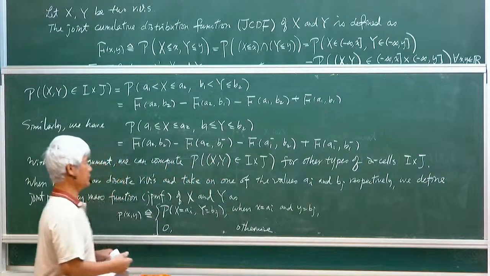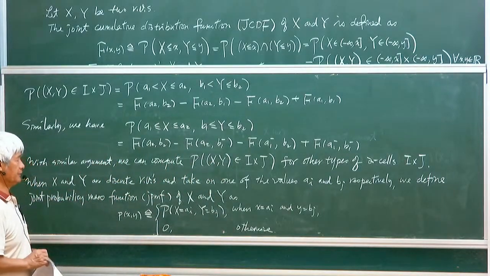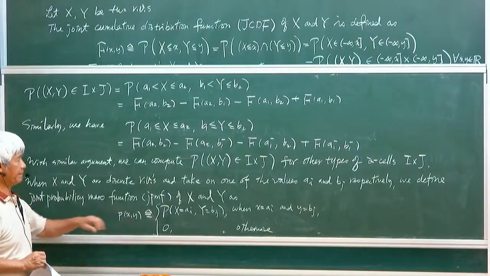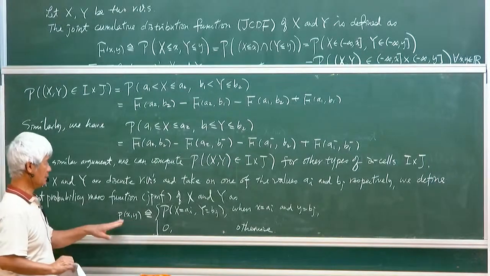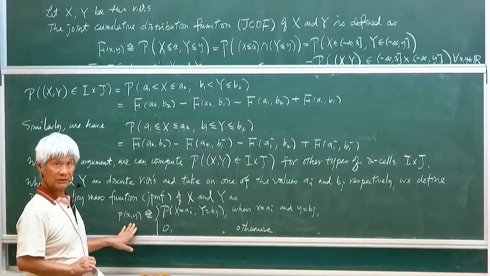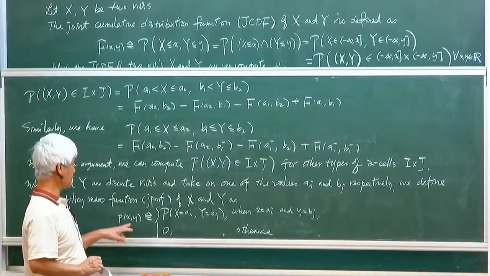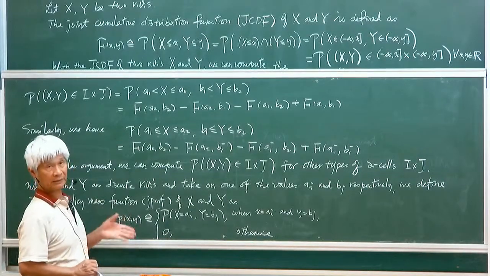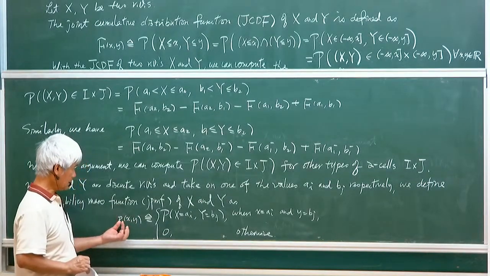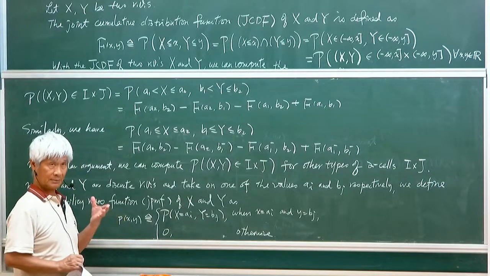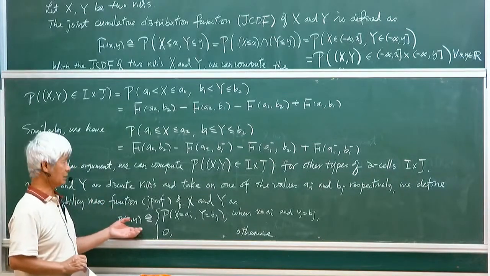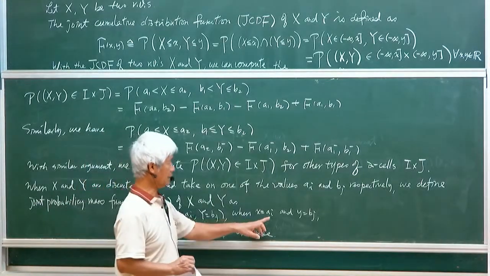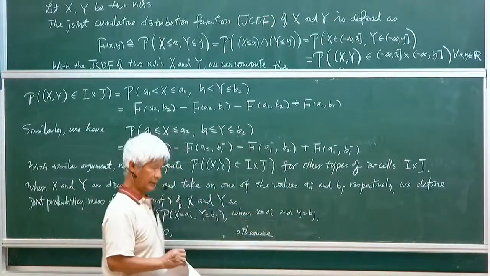Okay, so we define the joint PMF. The function is a function of two real variables, x and y. So x can be any real number, y can be any real number. But the joint PMF has non-zero value only when x equals a sub i and y equals b sub j.